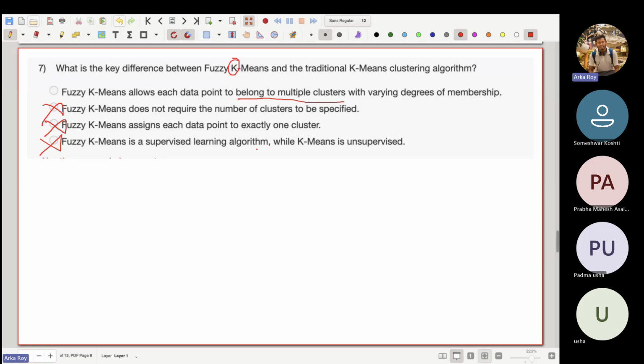And how can you ensure that this is facilitated? By introducing the factor M, the membership factor. With varying degrees of membership, the membership factor will allow a data point to belong to cluster 1, cluster 2, cluster 3, because it brings the picture of uncertainty into the k-means clustering algorithm. So this is the correct answer.